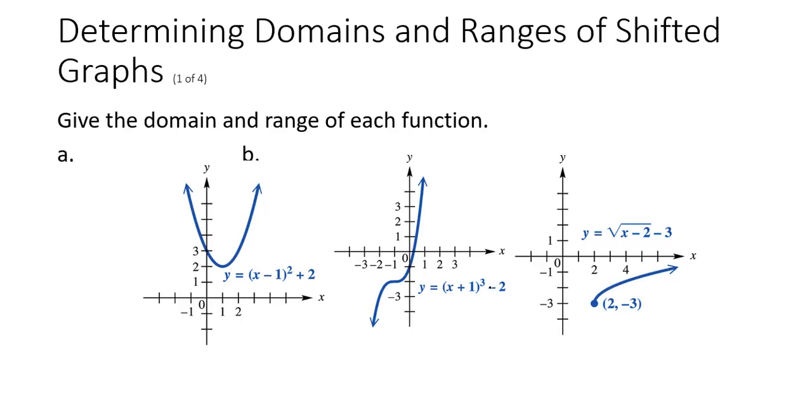Determining domain and range of shifted graph. Give the domain and range of each function. Okay, here we have y is equal to x squared, which originally was right at the origin right here. It was y is equal to x squared. Looks like we're shifting this 2 units up right here and 1 unit to the right.